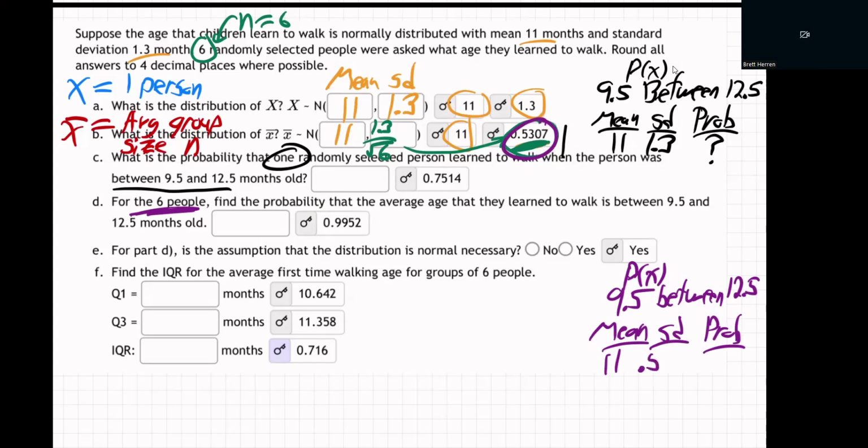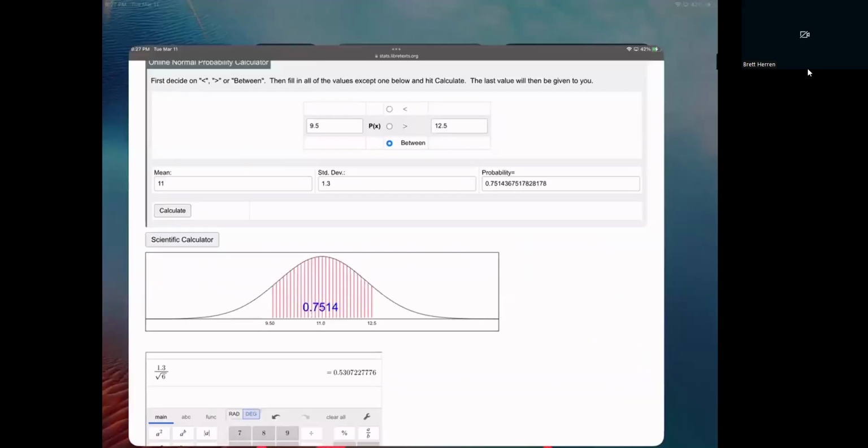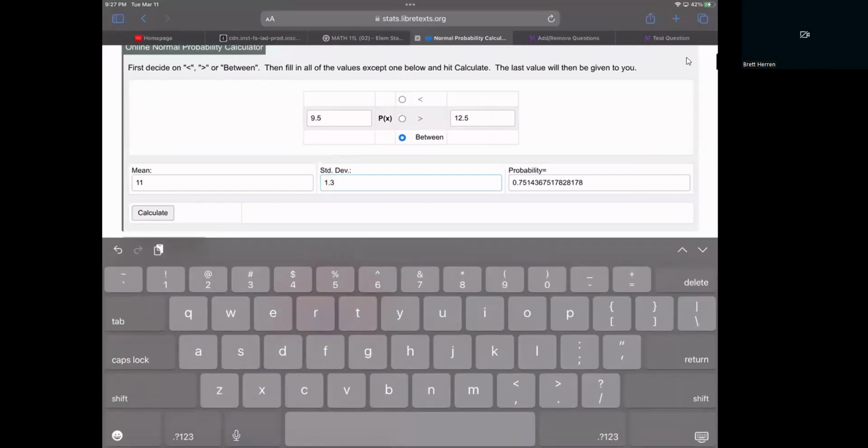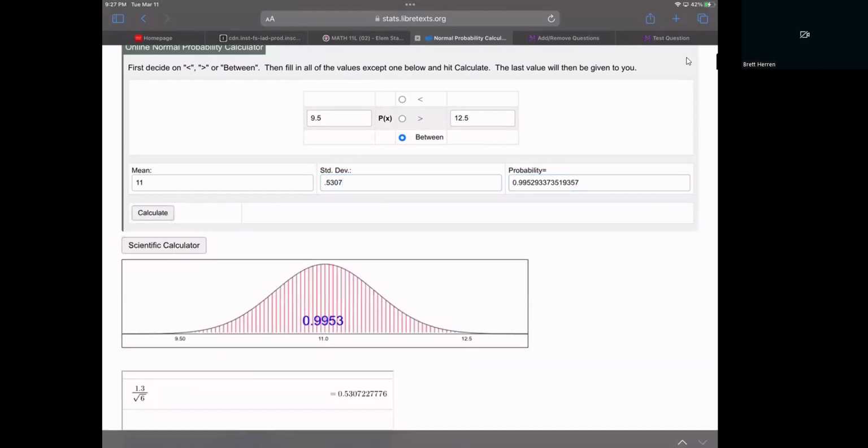I'm going to use this one, 0.5307, because it's a group now. Remember, this is six people. Use the new standard deviation. So we really just need to change this number. Let's go back, change the standard deviation to 0.5307. Now you got to make the probability blank. Again, you got to have a blank so it can fill in the answer for you. Get rid of that, then calculate.